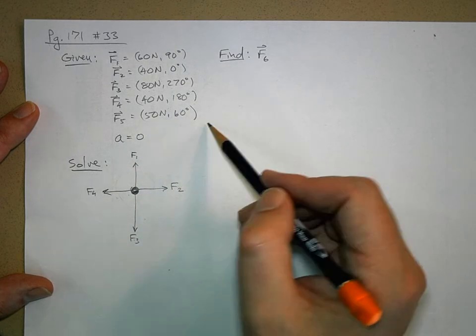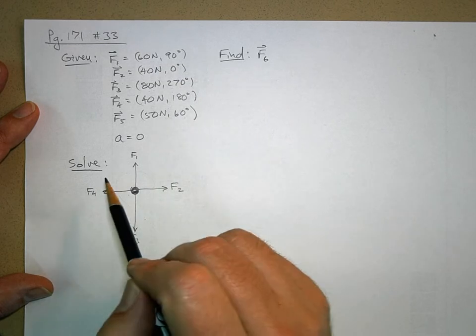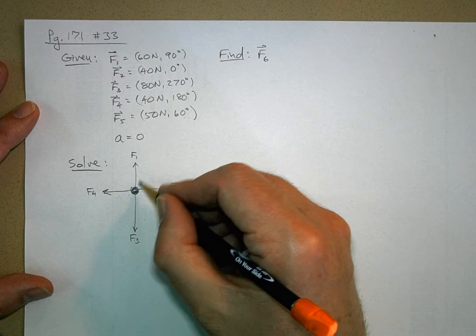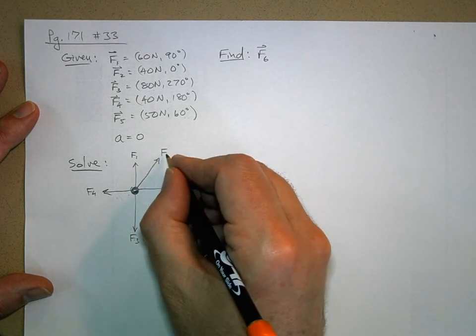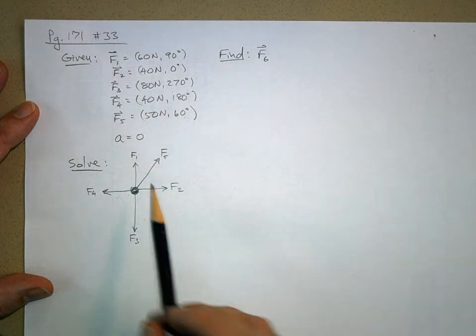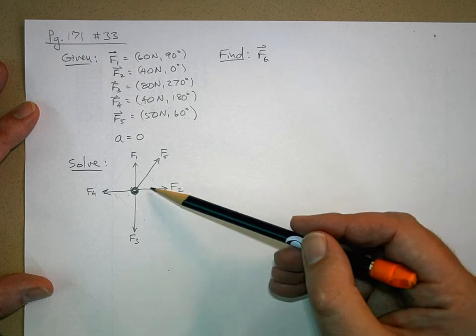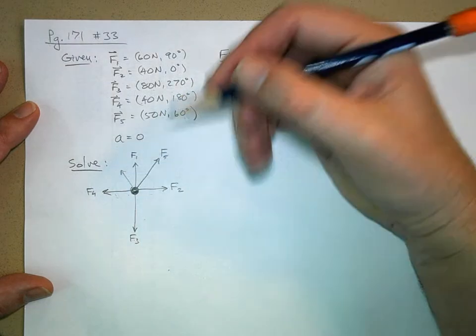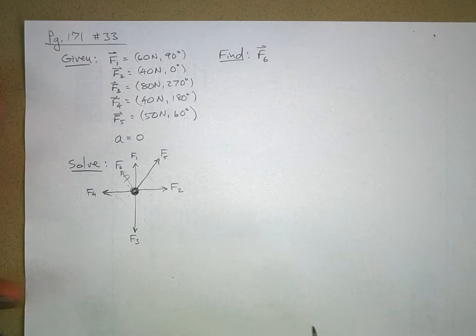And then F5, this is the only force that's going to need to be broken up into its components. 50 newtons and 60 degrees. So here's F5. Now, these two cancel each other. This is bigger than that. So I'm going to guess that F6 needs to be like this. But I don't really know what F6 is, what direction it should be. That's my unknown.